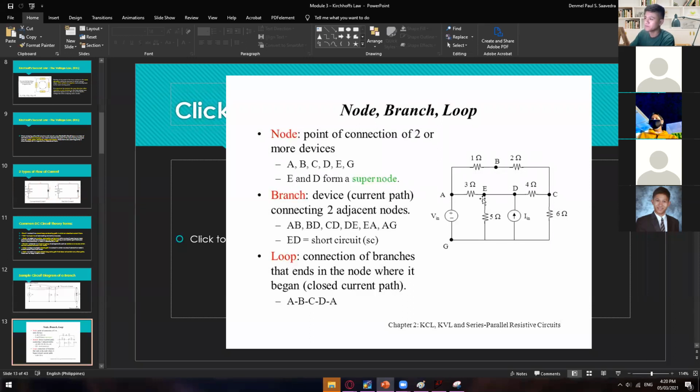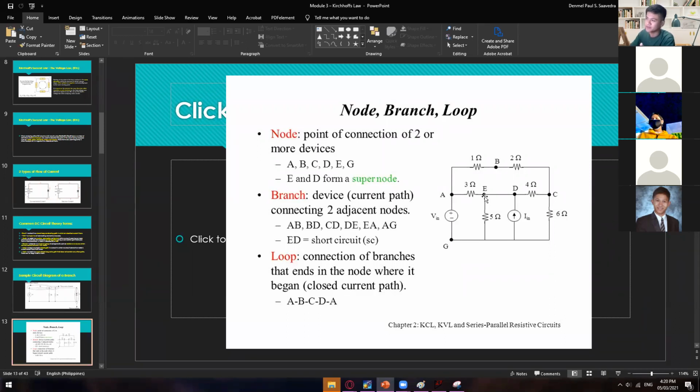And then we could actually have another loop in here, which is A, E, and G. Okay, so those 3 nodes consist of 1 loop already. Or we could say that we have this E and D as your super node, because this one is containing most of the components. Or let's just say that when I say super node, it has more junctions than the others.